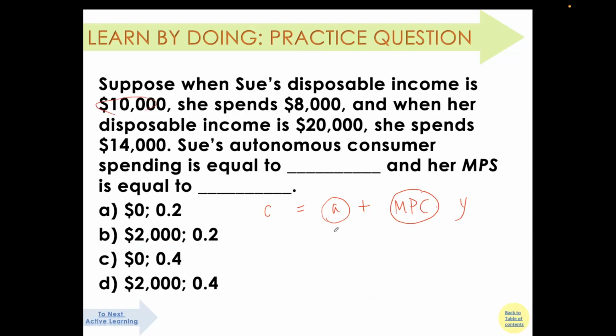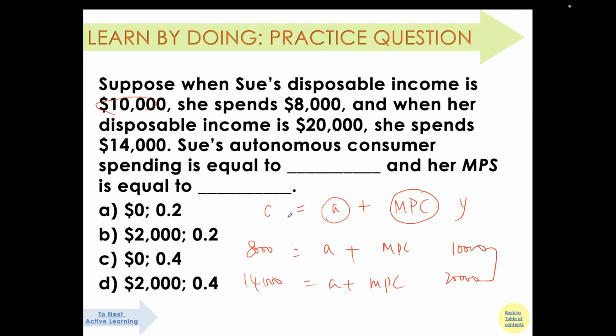To be precise, 8,000 when my income is 10,000, and 14,000 when my income is 20,000. And then immediately you have two equations, right? From these two equations, you can immediately solve for A and MPC. This is purely mathematical brute force.